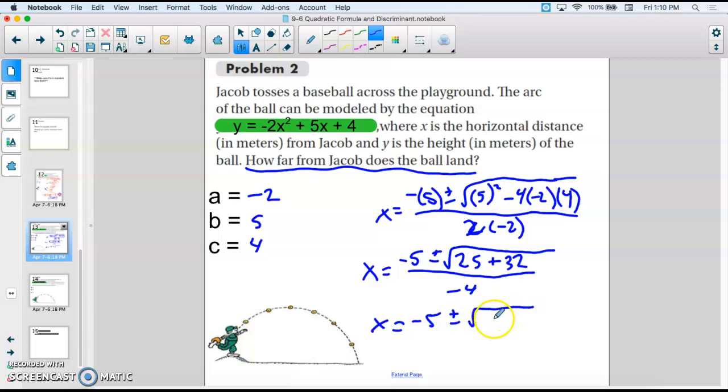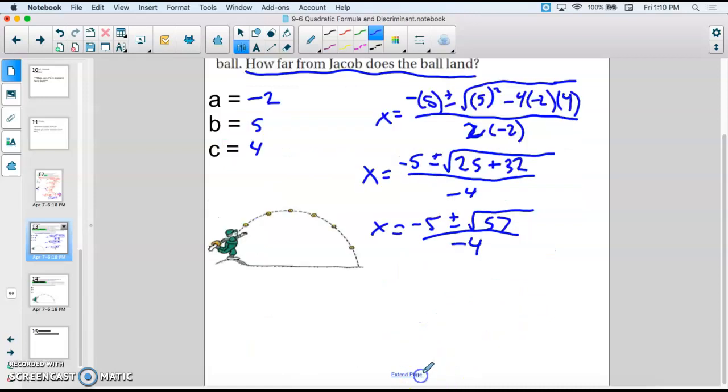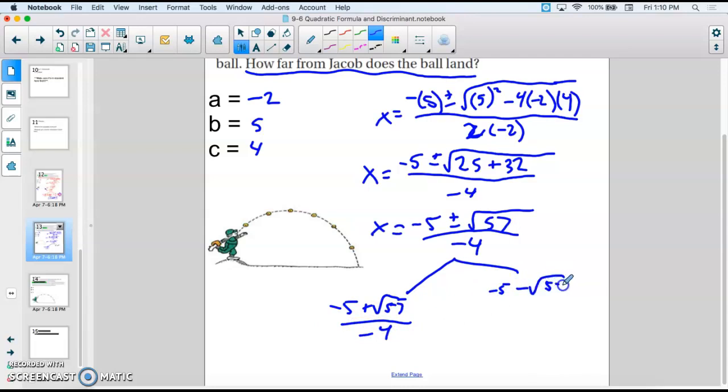25 plus 32 is 57. That's not a nice square root number. Okay, and then it's at this point, since 57 is not nice, we have -5 plus the square root of 57 over -4, and -5 minus the square root of 57 over -4.